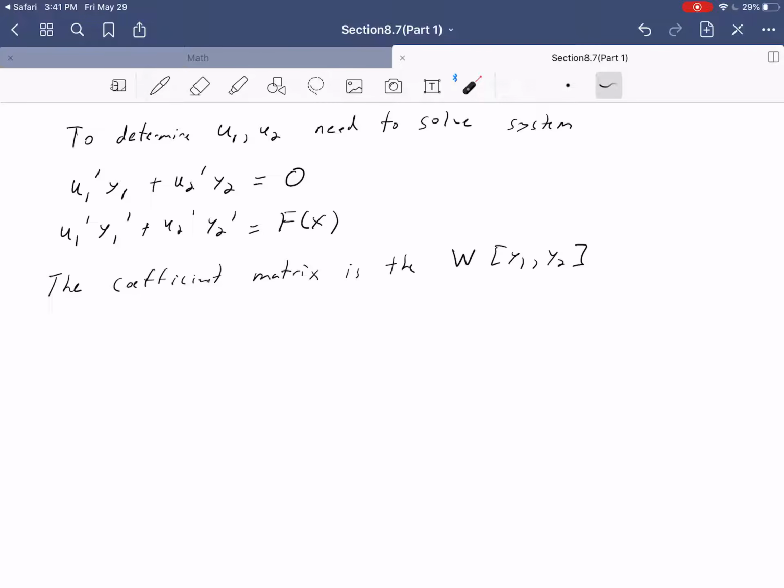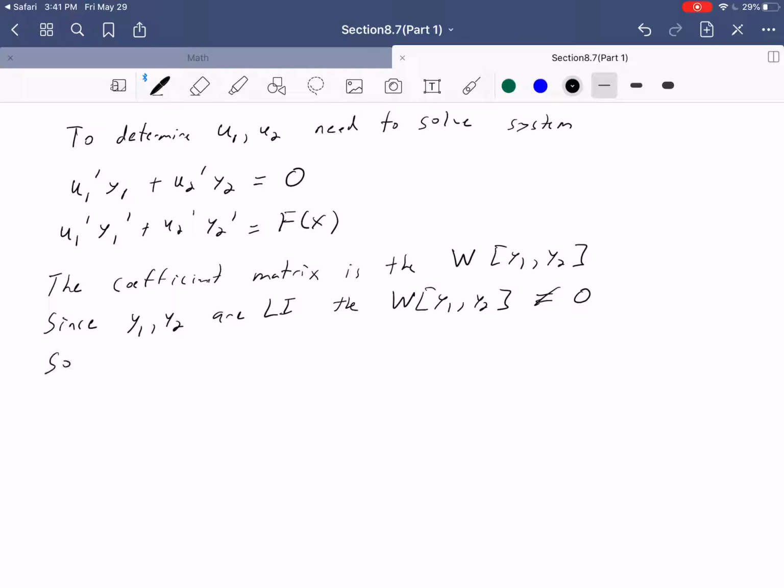Meaning that their Wronskian is always non-zero, meaning that this thing is always going to have a unique solution. So, since y1, y2 are linearly independent, the Wronskian of y1, y2 never equals 0. So, this system will always have a solution. So that tells us we're always able to go ahead and solve this thing.